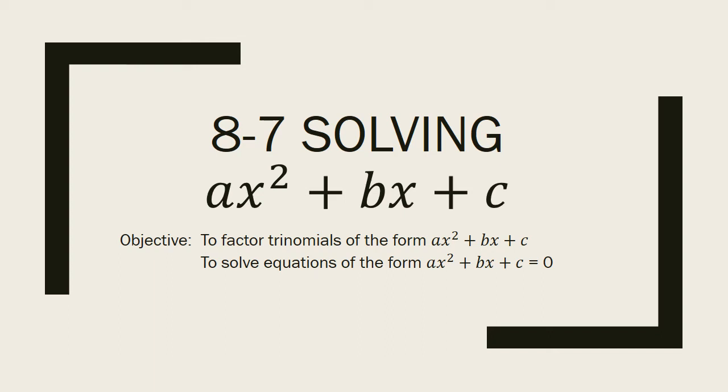All right, today we're going to be doing 8-7, which is going to be on factoring and solving trinomials that are in the form ax squared plus bx plus c. And what this means is that now we're going to have a number in front of the x squared. Okay, so that's the only difference from this and the ones that we've done before, the ones that we called x squared plus bx plus c. So our objective today is to factor this form and to also solve these type of equations, which once again, these will be quadratic equations.